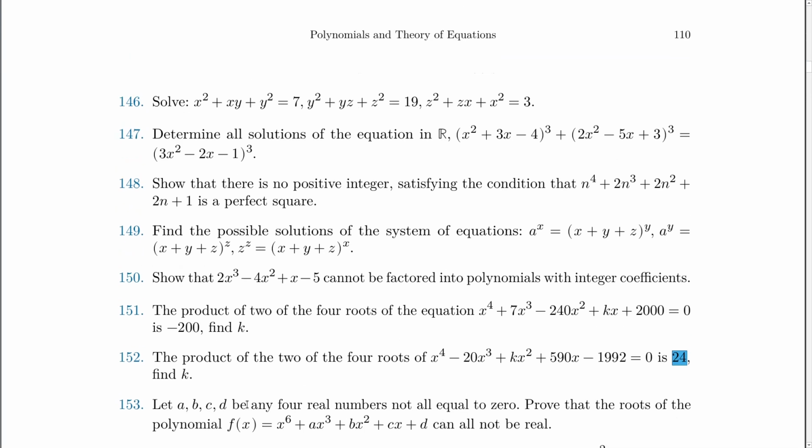Okay, now we solve question 153. Let a, b, c, d be any four real numbers not equal to 0. Prove that the roots of the polynomial f of x is equal to x to the power 6 plus ax cubed plus bx squared plus cx plus d cannot all be real.